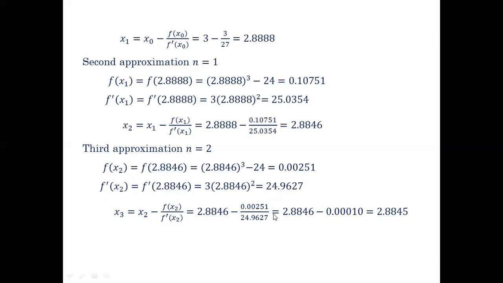So simplification gives 2.8845. So now you can compare x2 and x3, almost similar, 2.8846 and 2.8845. Therefore, x2 and x3 are equal. Therefore, the required solution is 2.884.